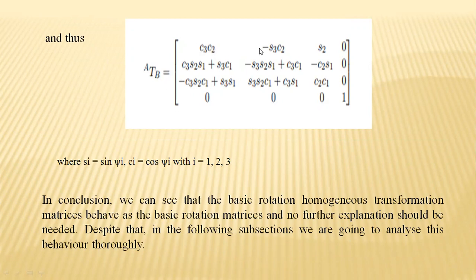So C3 C2, minus S3 C2, S2, 0. And this is the overall calculation. Instead of having three different long steps, we'll get the answer in only one step upon substituting these theta values in the case of rotations.